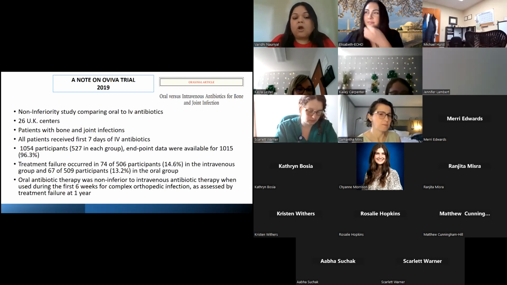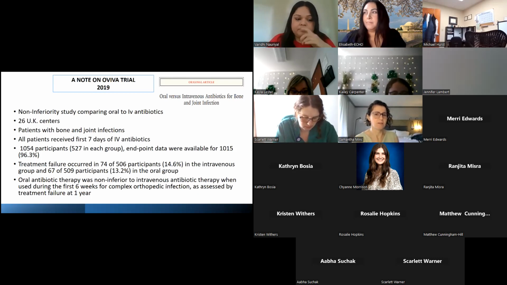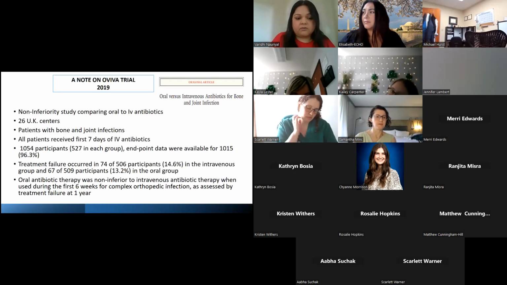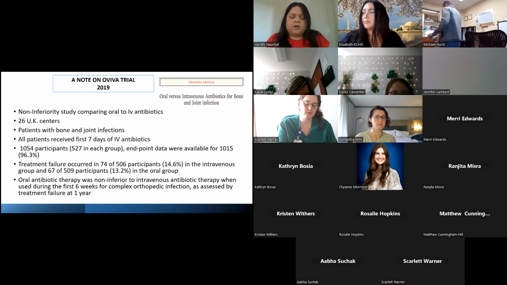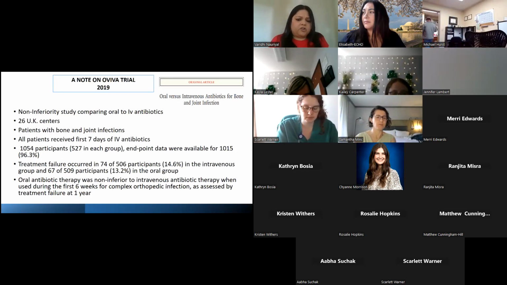It was done in 26 UK centers in patients with bone and joint infections. Key is that all patients received the first 7 days as IV antibiotics. The 7 days were counted from the time of surgery, if the patient had surgery, or the first 7 days of IV antibiotics in non-operative patients. Then after that, they were randomized to either an IV antibiotic arm or an oral antibiotic arm. They had endpoint data available for about 1,000 patients.